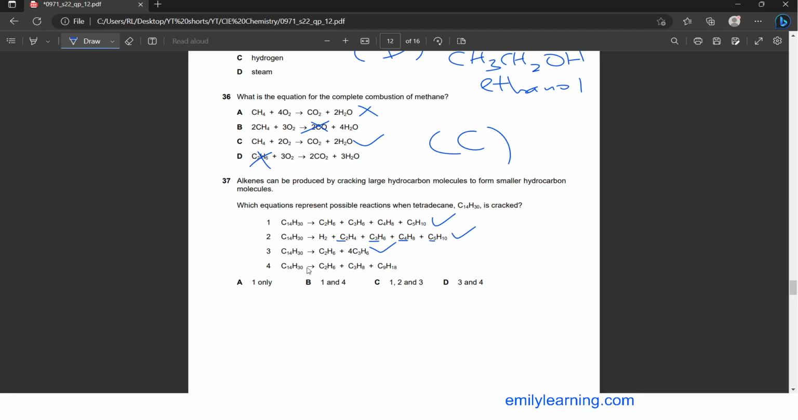Let's check 4. So I have 14 here. 2 plus 3 is 5, 5 plus 9 is 14. So carbon is balanced. Let's check hydrogens. 6 plus 8 is 14, 14 plus 18 is 32, which is not equal to 30. So this is not balanced, and this reaction is not correct. So the equations which are possible reactions are 1, 2, and 3. So the answer is C.